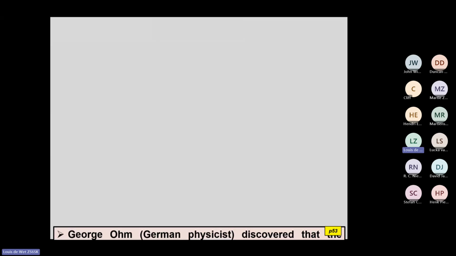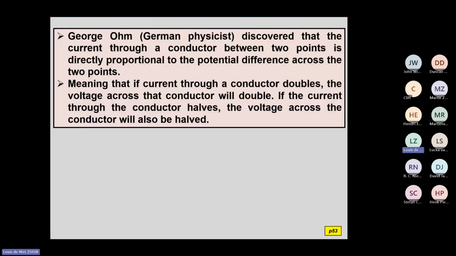So George Ohm discovered that the current through a conductor between 2 points is directly proportional to the potential difference across the 2 points. So if the current through a conductor doubles, the voltage will also double.